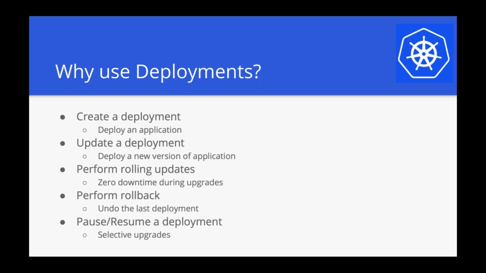So why use deployments? I already touched upon it, but some of the operations that you can perform and the typical workflow includes creating a deployment, which means you deploy an app, which is a collection of containers. You then update a deployment where you roll out a new version. So you basically replace the image of all the running pods with a new version. You can perform rolling updates. So this ensures there is zero downtime during your upgrades. This is one of the very powerful concepts of deployments.